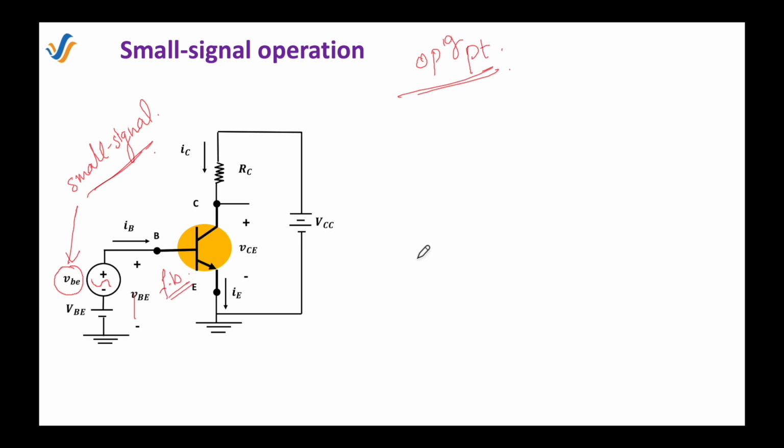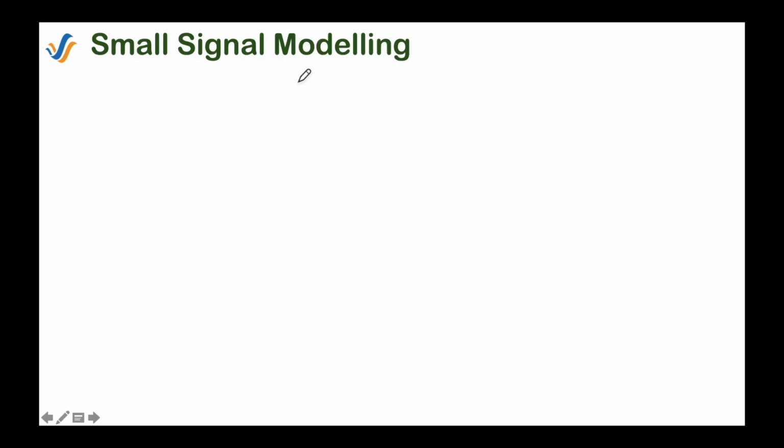Now let's see what the steps will be to study the small signal modeling of the BJT. In this series of analog electronic circuits, I have already shown you the small signal modeling of the diode. In the same way, we are going to study the SSM of the BJT.